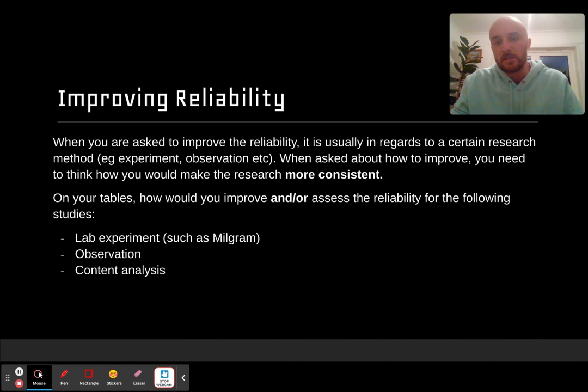The other thing you may be asked to do in the exam is to identify how to improve reliability, right? What this basically means is how do you improve the consistency? If it's through observations, you want to improve the comparison, the similarity of the observations. You would do that by having a clear coding scheme, and by training your observers on what exactly they should be interpreting.